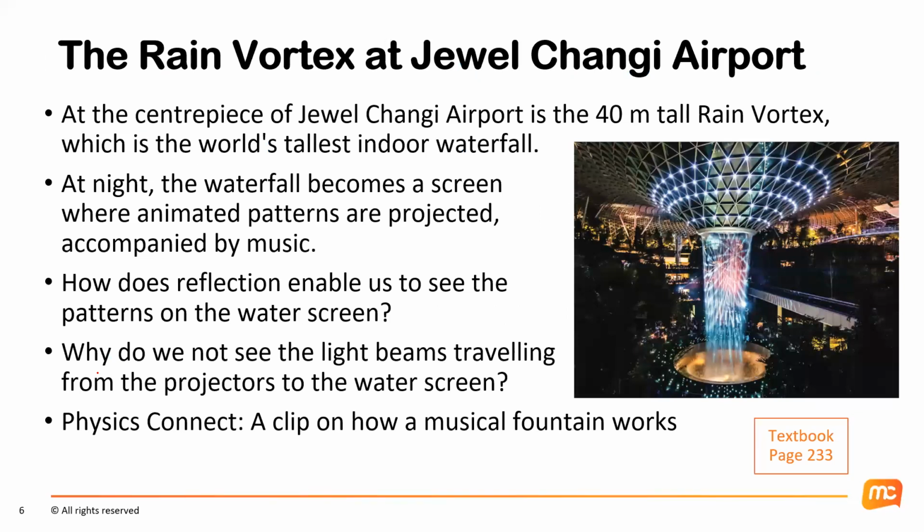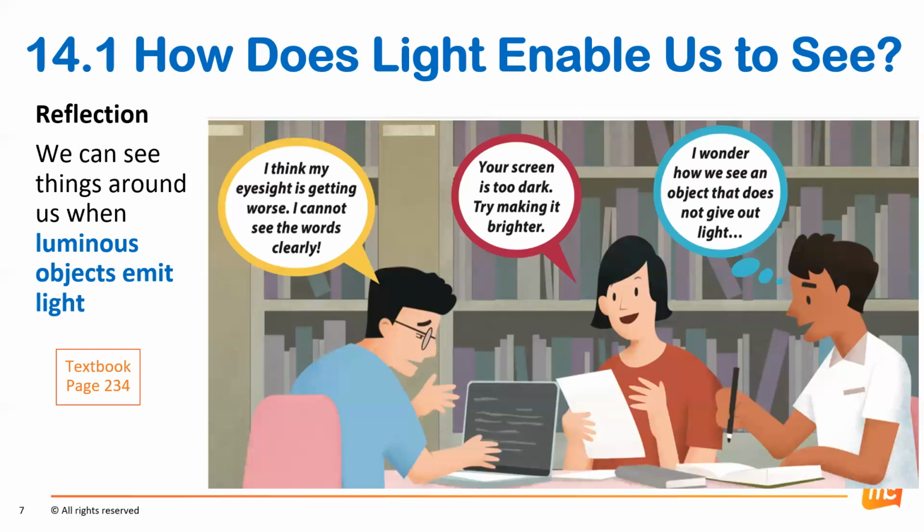So you have this. You have seen before the rain vortex at Jewel Changi Airport. What happens for this is they actually shine light and the water surface becomes a screen, where the light is reflected off the water surface into our eyes. Because of this reflection and the water acting as a screen, you are able to see many patterns on the water surface.